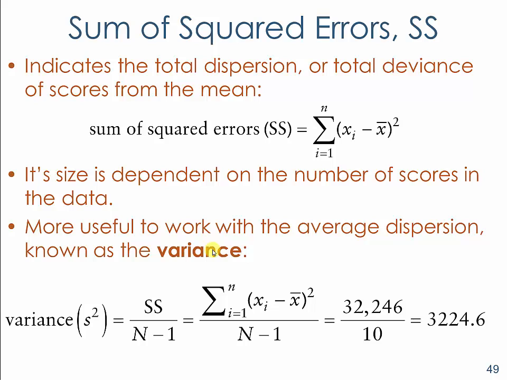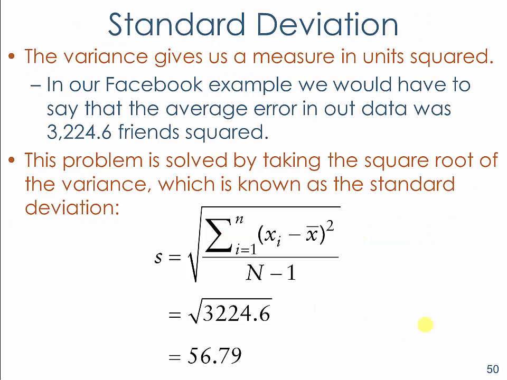And before you get all confused by what's on the screen here, just notice that the numerator here is the same as the sum of squared errors formula. And all we're doing is dividing by n minus 1, or in other words, the number of observations we have minus 1. So in this example here, we have 32,246 divided by 10. So our variance is 3,224.6. The problem with the variance is that it gives us the measure in units squared.